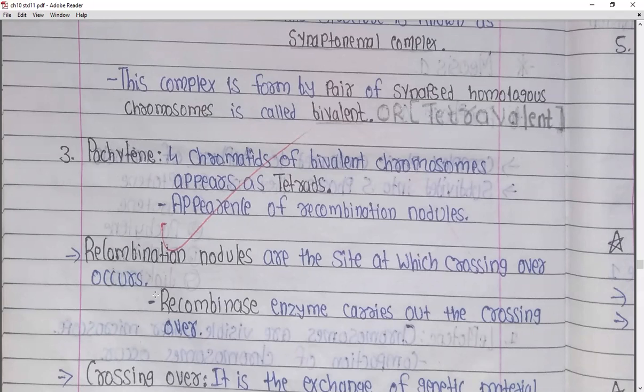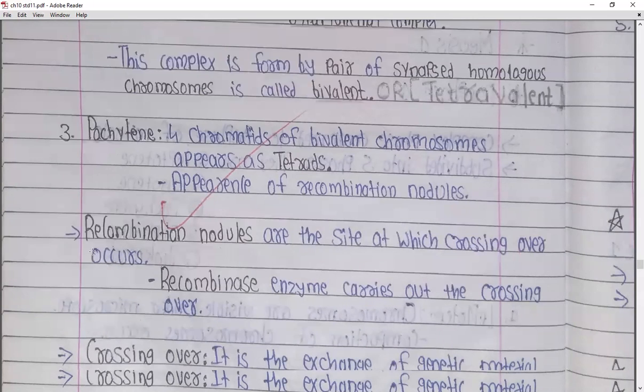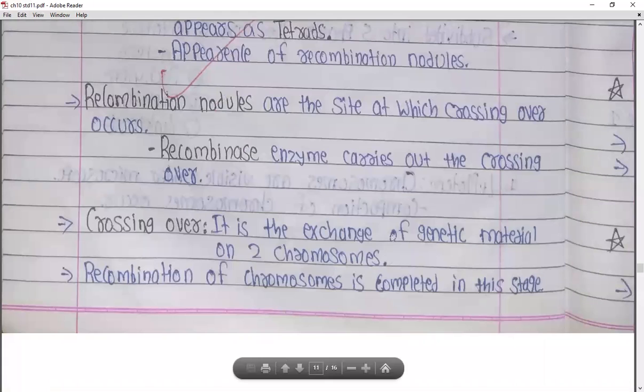So these recombination nodules are the sites where the crossing over takes place. And recombinase is the enzyme which carries out the crossing over, right? So if it is asked in an MCQ which enzyme is responsible for carrying out crossing over, then that is recombinase, right? Now, crossing over is the exchange of genetic material between two chromosomes.